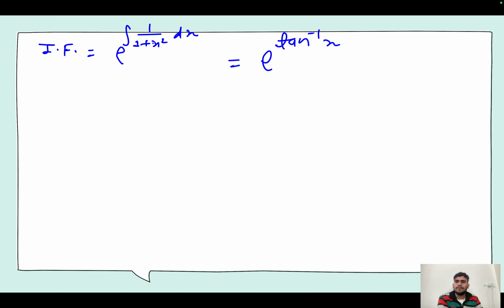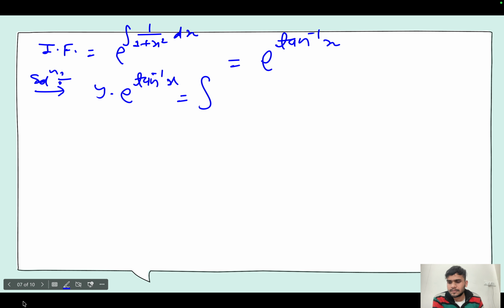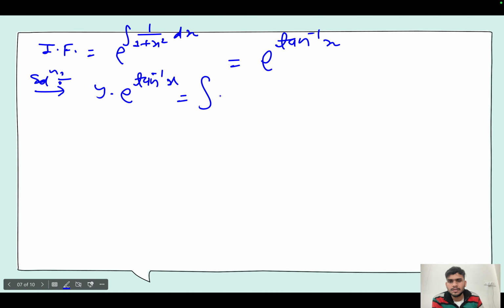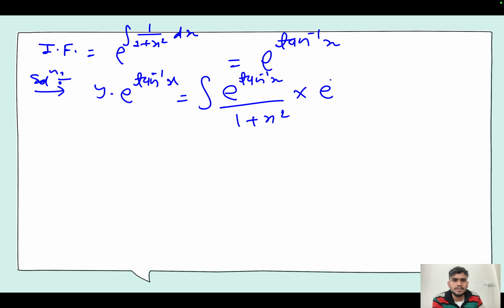This is the formula for the integration of 1/(1 + x square). The solution of this differential equation is given by y times the integrating factor, that is e to the power tan inverse x, equals the integration of Q, e to the power tan inverse x by 1 + x square, times the integrating factor e to the power tan inverse x dx, plus c.